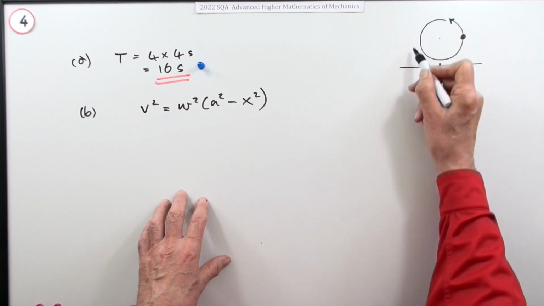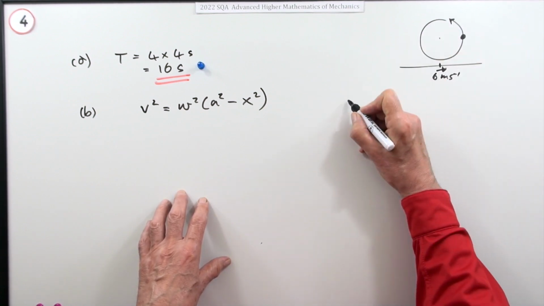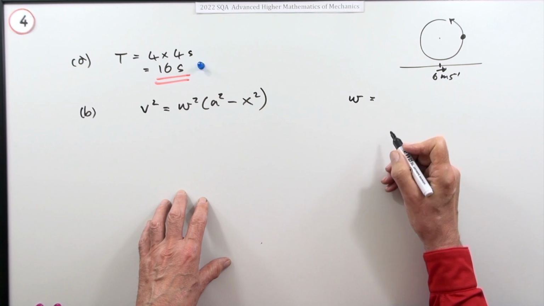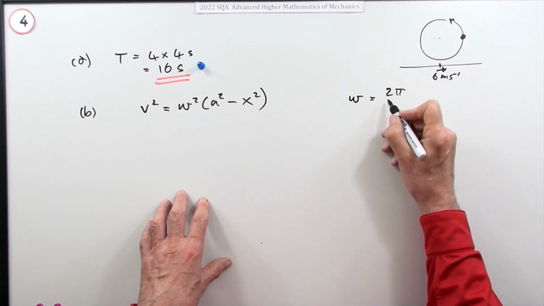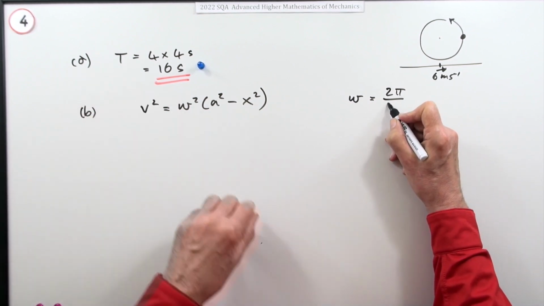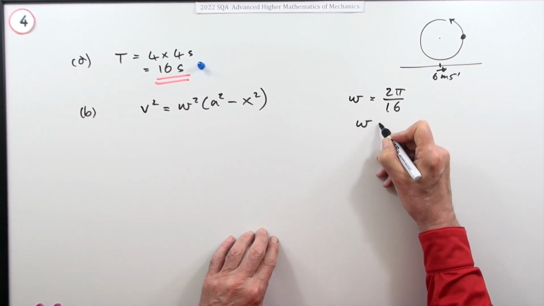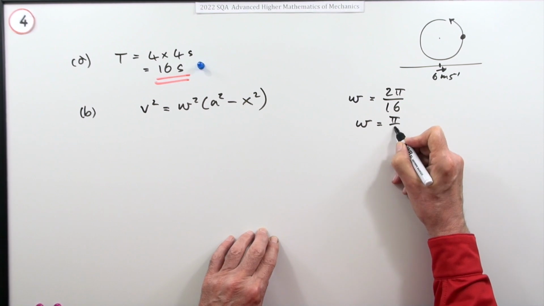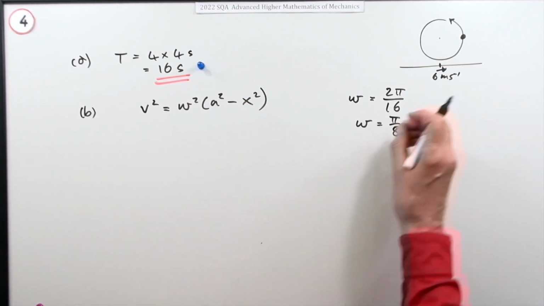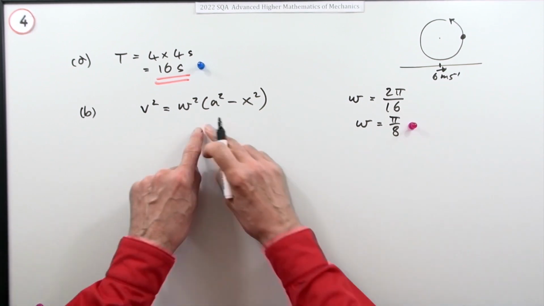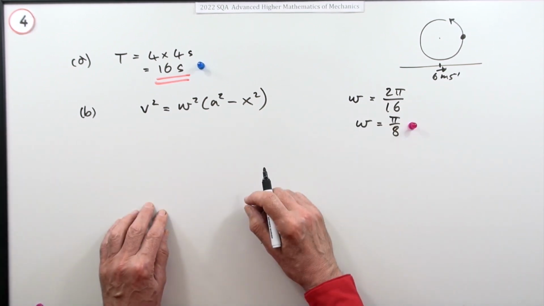Because if it took 16 seconds to go around, that means its rotational speed must have been it went through the 2 pi radians, that's the complete turn, in 16 seconds. So omega is going to be pi upon 8 radians per second. Is that worth a mark? It is. And now you know everything apart from A, so that's you sorted then.